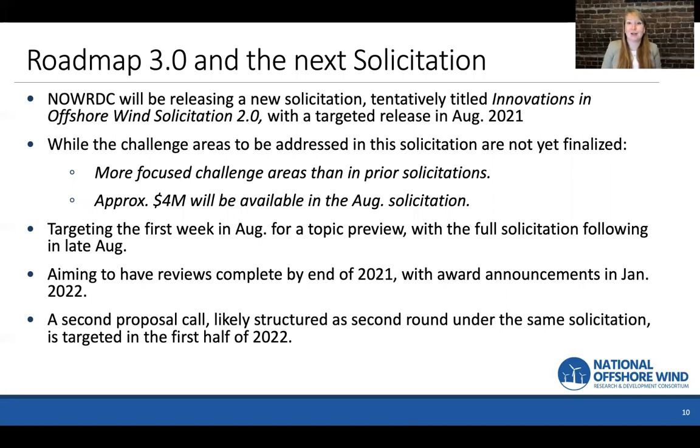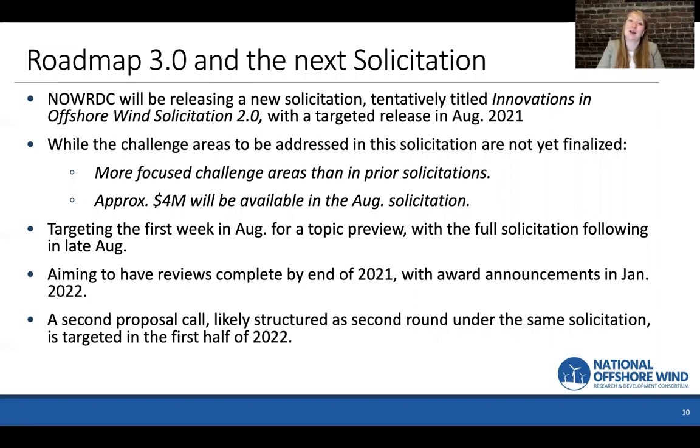The consortium will be releasing a new solicitation tentatively titled Innovation in Offshore Wind Solicitation 2.0, and that's targeted to be released in late August of this year. I'll also mention, as I think I did earlier in the webinar, that this roadmap is not necessarily a definitive indicator of what's going to be in this solicitation or future solicitations, but rather lays out key issues for R&D from which different challenge areas may be chosen for a solicitation. It's likely that this next solicitation in August will be more focused in the number of challenge areas than prior solicitations, which were quite broad.